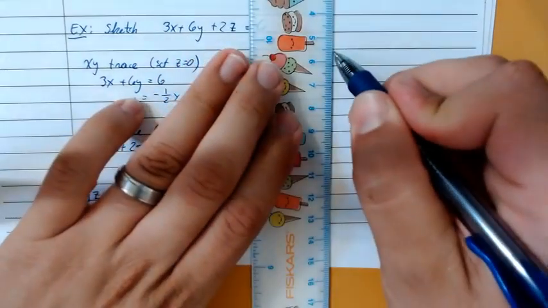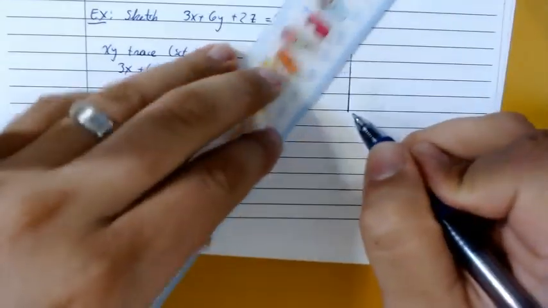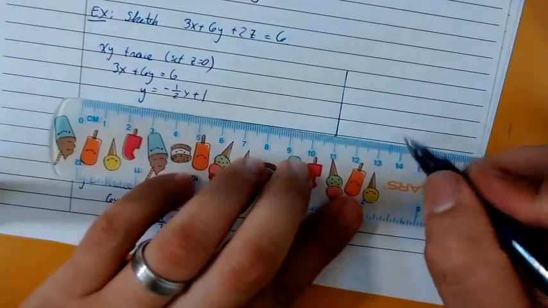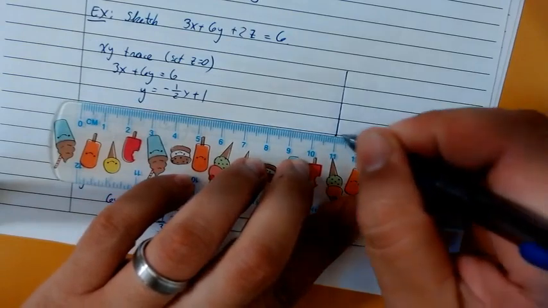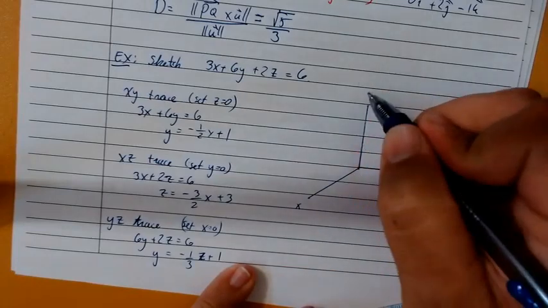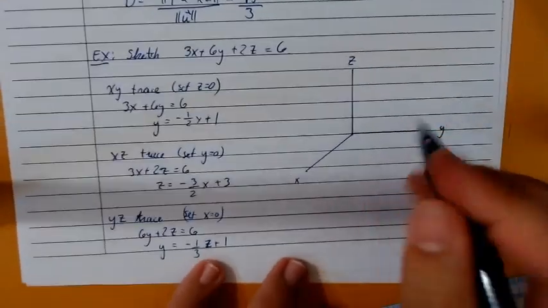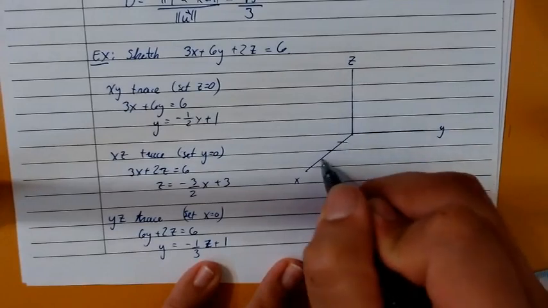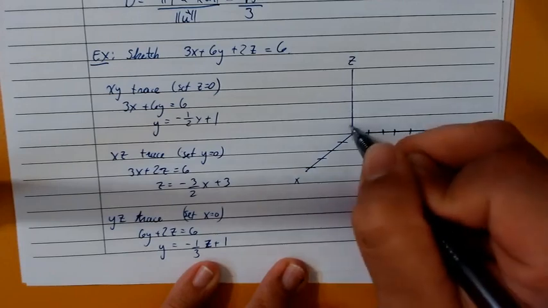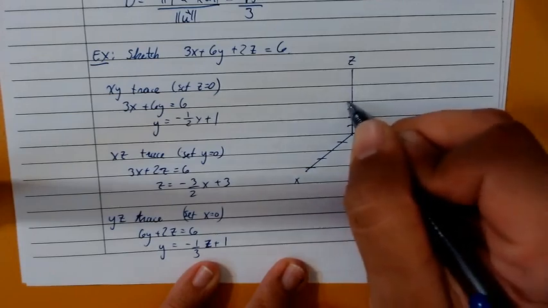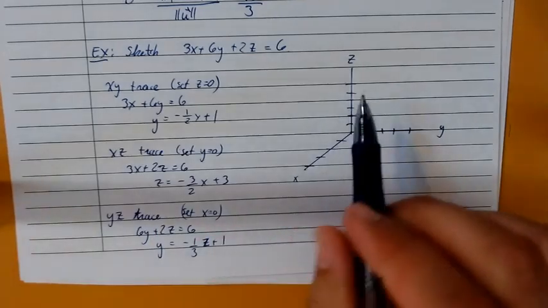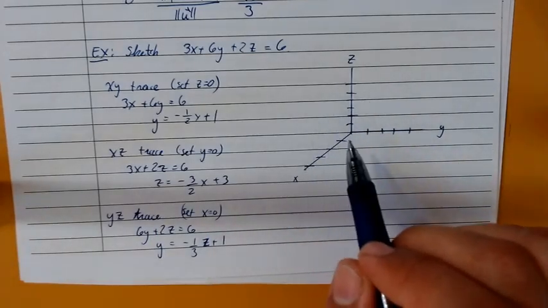Again, we're going to use a right-handed coordinate system. So here's our x, our y, and our z. And we should put some marks on here. So 1, 2, 3, 4, 1, 2, 3, 4, 1, 2, 3, 4, 5, 6, like that. Now we're going to go ahead and trace these onto each respective plane.